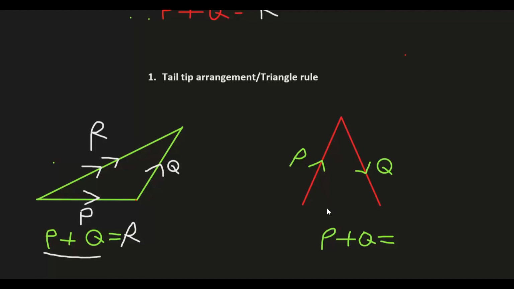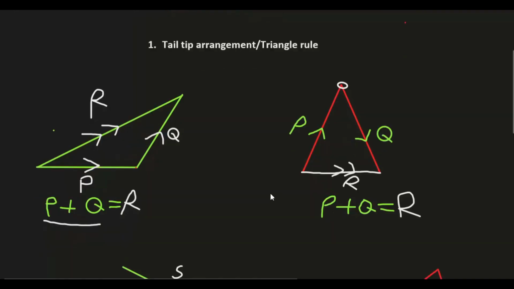Let's see another example. This one, for example. Here we can see that the tip of P is connected to the tail of Q. So drawing a line from the tail of P to the tip of Q will give us the resultant vector of the addition of P and Q. So this is the addition vector.